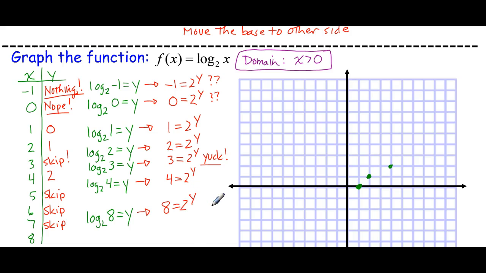There we go. And that one comes up pretty nice. What exponent on 2 produces 8 for an answer? 3 does. 5, 6, 7, 8, 1, 2, 3.